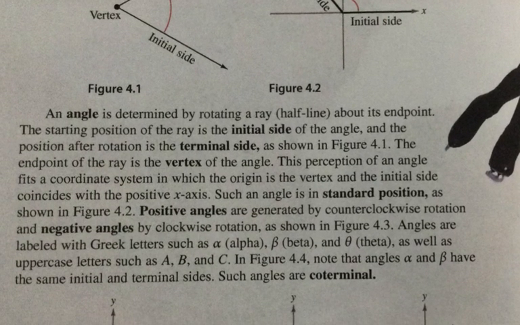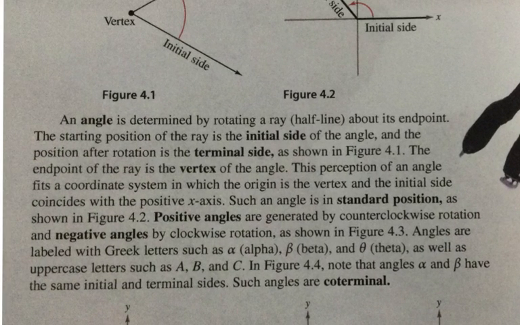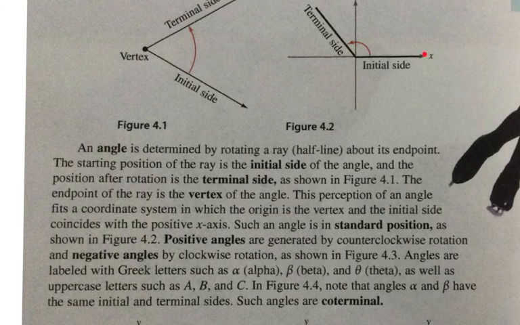An angle is determined by rotating a ray about its endpoint. The starting position of the ray is called the initial side, and the position after you are done rotating is the terminal side, as shown in Figure 4.1. The perception of an angle fits a coordinate system in which the origin is the vertex and the initial side coincides with the positive x-axis. That's all fancy talk for everything I just told you. We're going to start on the positive x-axis. The vertex of our angle is the origin. And then the terminal side is going to be where it stops rotating. Such an angle is said to be in standard position. So when we have the initial side as the positive x-axis, we call it the standard position.